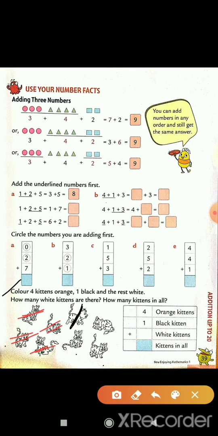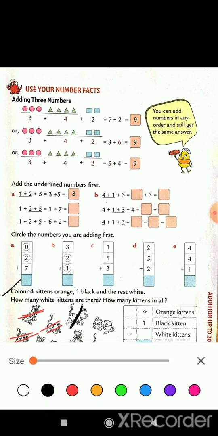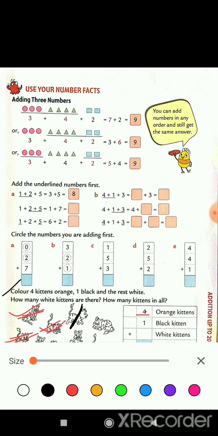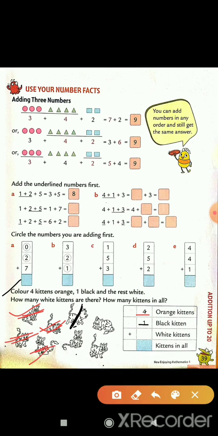Got it, students? So how many white kittens are there? How many kittens in all? So orange kittens are 4. Which are the orange kittens? 1, 2, 3 and 4. So 4 orange kittens are there. Then 1 black kitten is there. How many kittens are still remaining? That is 1, 2 and 3. So these are the white kittens. So here you will write 3 kittens. 3 kittens, which are white in color.